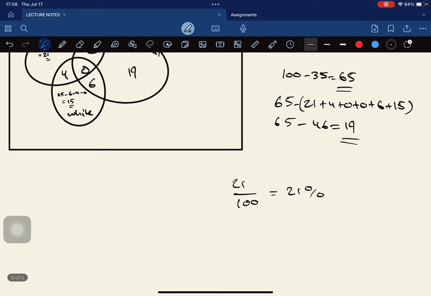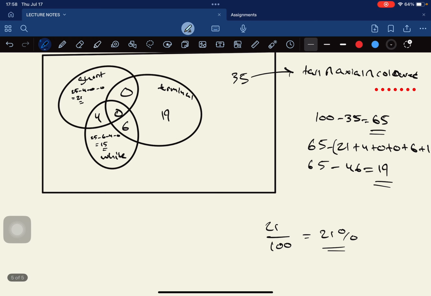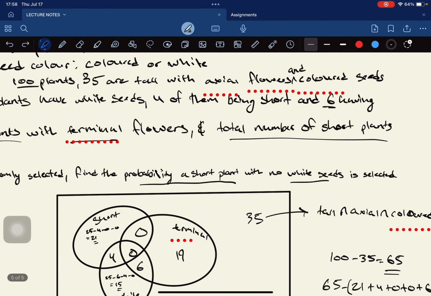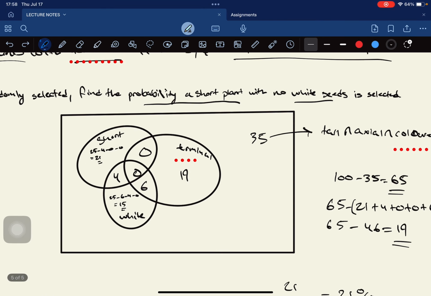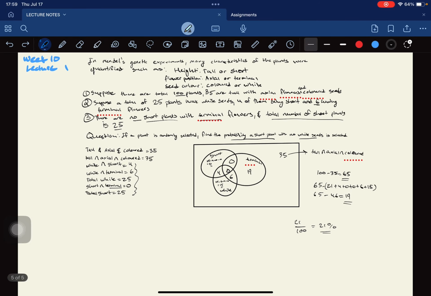So he also mentioned the answer is 21, by the way, but he also mentioned that if we had a short and terminal, I think you were there in class when he said that, if we had these two right here, we would add that. Because it's mentioning only short, find the probability of short plants with no white seeds. It didn't say anything about terminal, but in this case there are no short and terminal plants because it's 0. So yeah. If you want to take a picture, you can take a screenshot from here. So this is everything that we did. And I guess that's it.